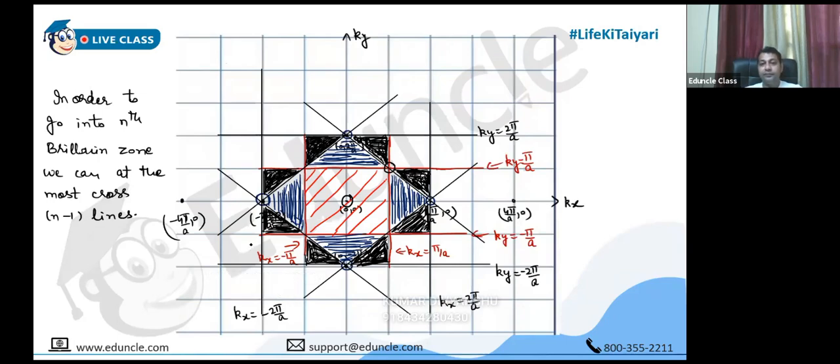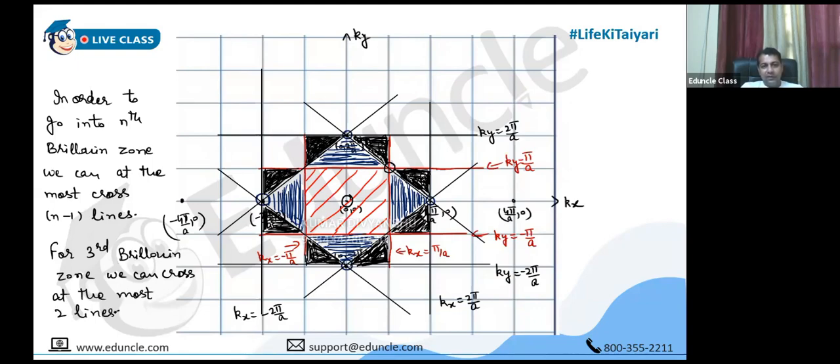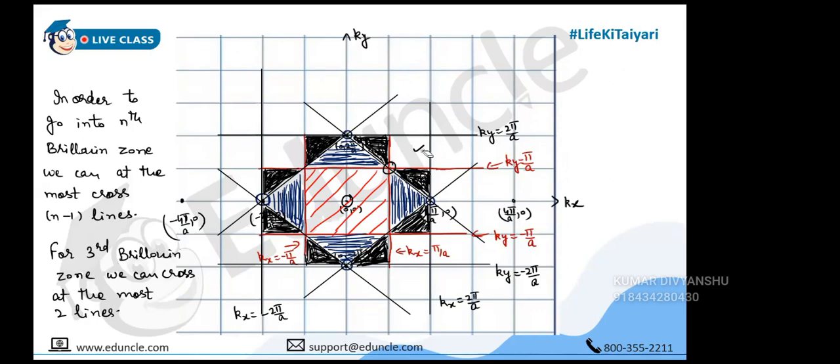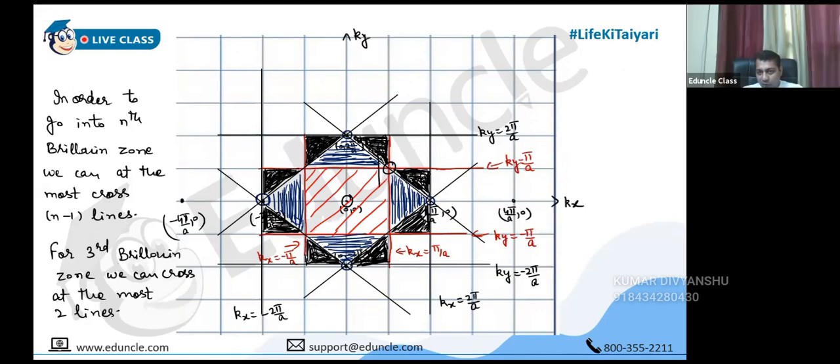Clear? Yes, sir. So now, what I was saying is, in order to move into the nth Brillouin zone, you can cross at the most n minus 1 lines. It means for the third Brillouin zone, we can cross at the most 2 lines. Now, if I include this region into the third Brillouin zone, then we are crossing 3 lines in order to reach this region. Please check. When you are moving from (0, 0) into this square, you are crossing 3 lines. This point is an intersection of 3 lines. But in order to move into this region, you are crossing only 2 lines.